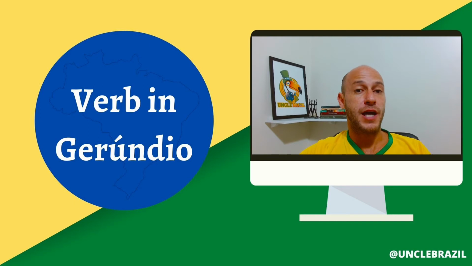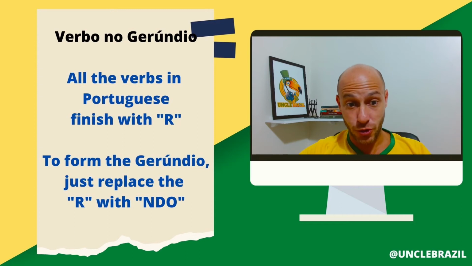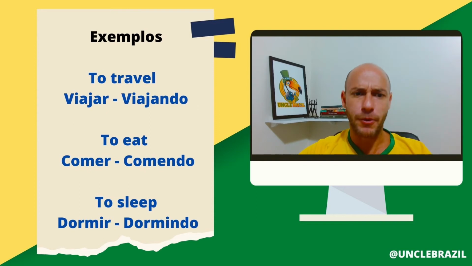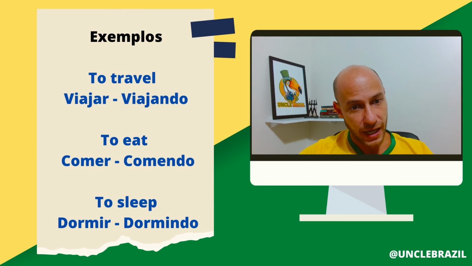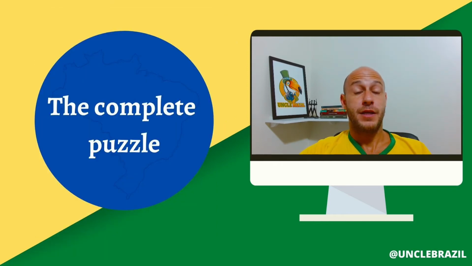Now we need to see how to construct the verb in gerúndio. All the verbs in Portuguese finish with "ar". So, to form gerúndio, you just need to replace the "ar" with "ando". Examples: to travel, viajar, viajando. You replace "ar" with "ando". Viajar, viajando. To eat, comer, comendo. To sleep, dormir, dormindo. Now, let's see the complete puzzle.